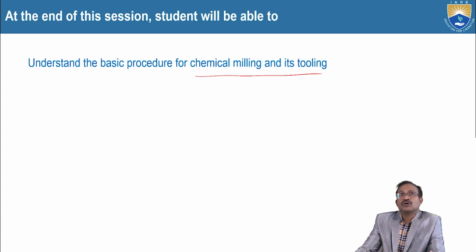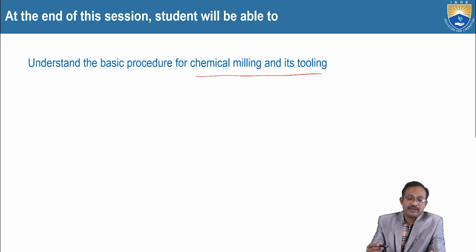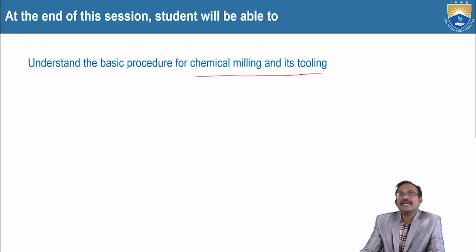This is the course learning outcome of today's topic. By the end of this session, students will be able to understand the basic procedure for chemical milling and its tooling.